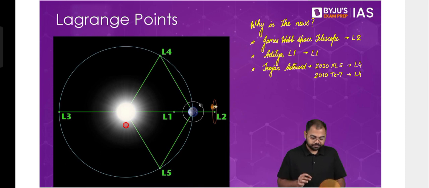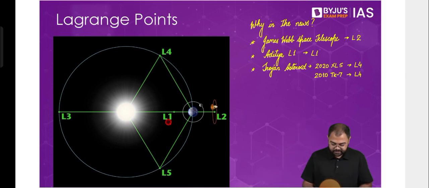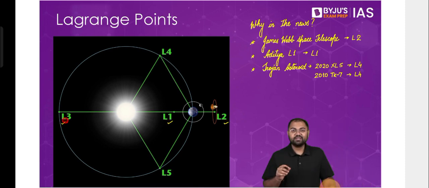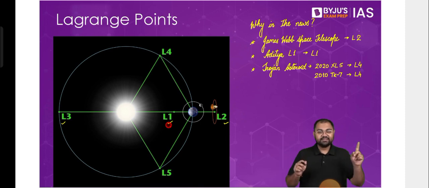So now, what exactly are these points? If you notice, there are 5 points that you can see, and they are very symmetrically arranged. For example, when you look at the points L1, L2, and L3, all of these 3 points lie on the same line. L1 lies between the Sun and the Earth. L2 lies behind the Earth. L3 lies behind the Sun.